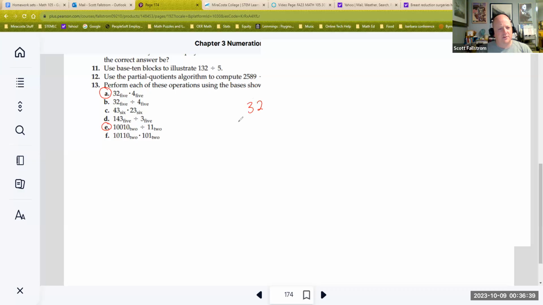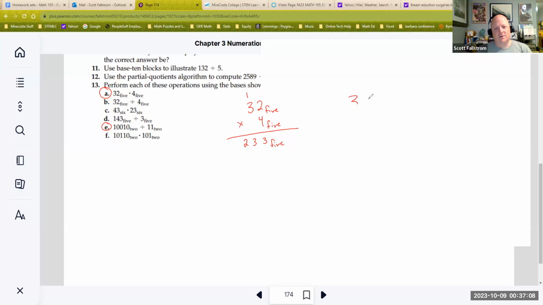So 3, 2 multiplied by 4. All of these are base 5. So if you want to do the traditional method, then you would just go ahead and multiply. 4 times 2 is still 8, and that would be one group of 5, 3 ones. 4 times 3, that's 12. 12 plus 1 is 13, which would be 2 groups of 5 and 3 ones. And that would be it.